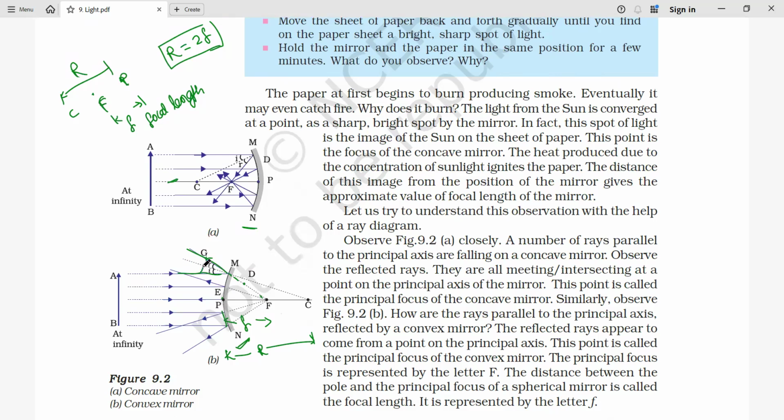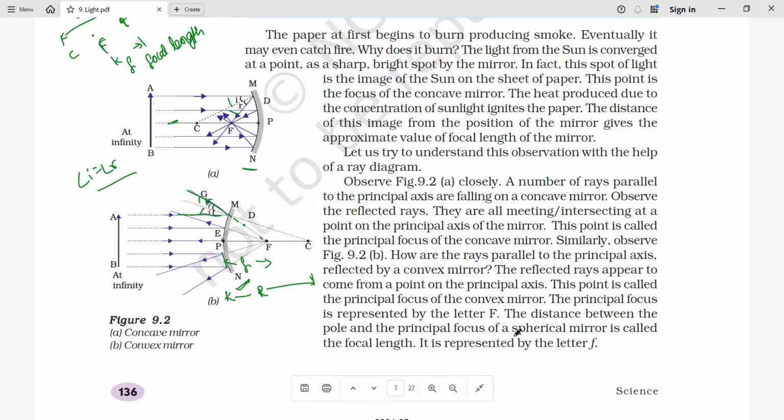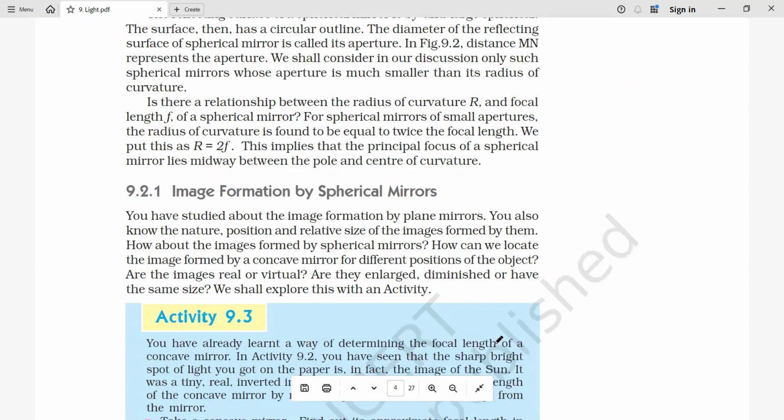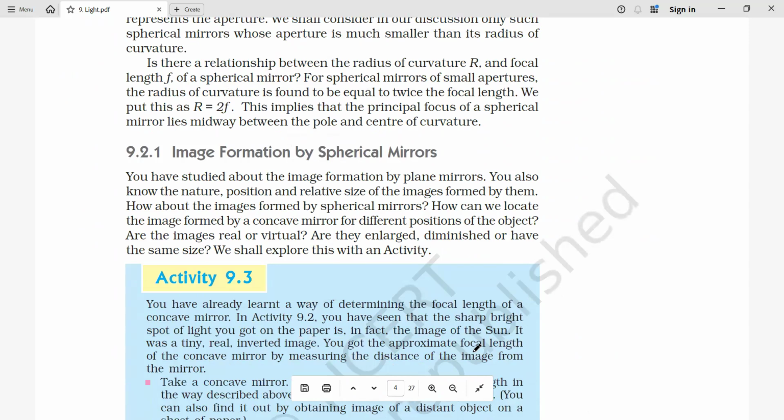Here this is the incident angle, this is the reflected angle. So angle I equal to angle R. Similarly, in the case of a concave mirror also, this is the incident angle and this one is the reflected angle. So here also angle I equal to angle R. Okay. So these are the important points of discussion. What we have seen earlier, R equal to 2F, that discussion is done here.